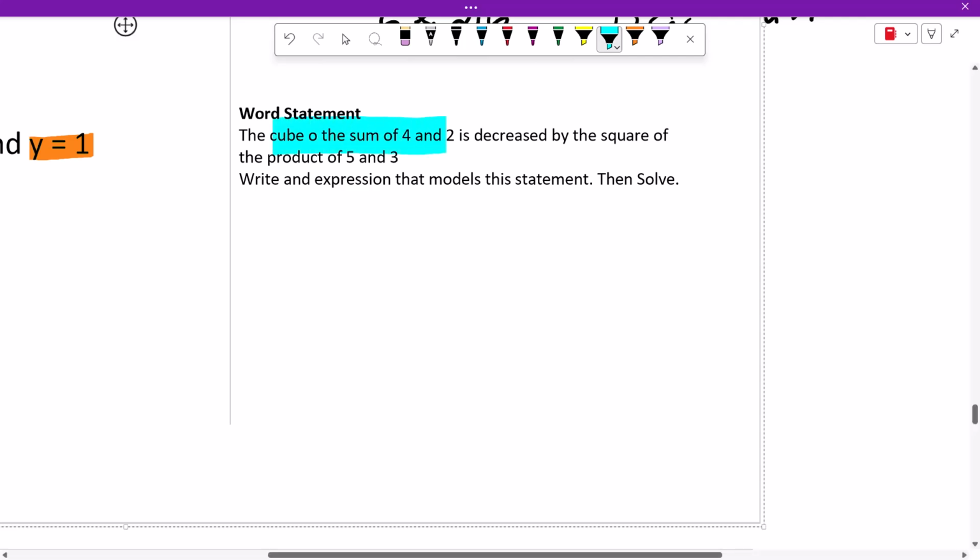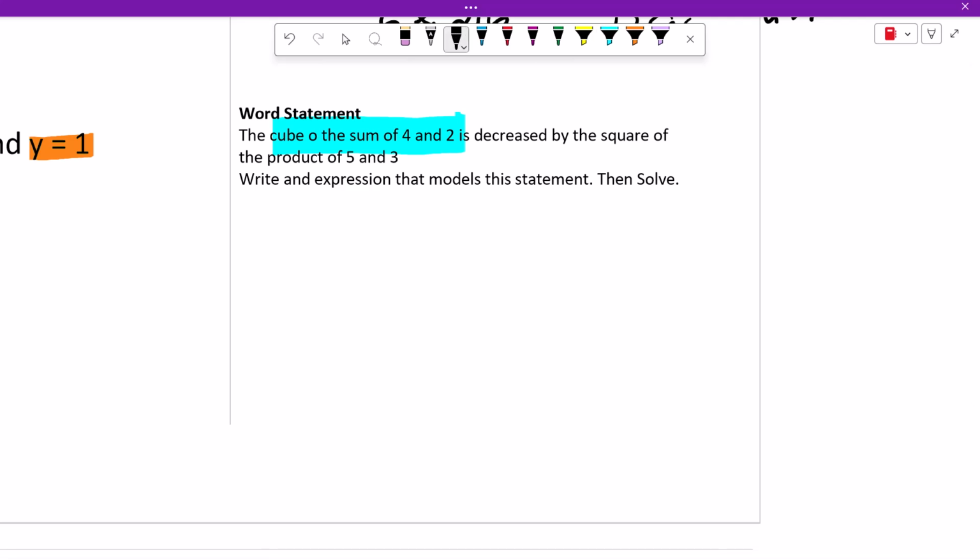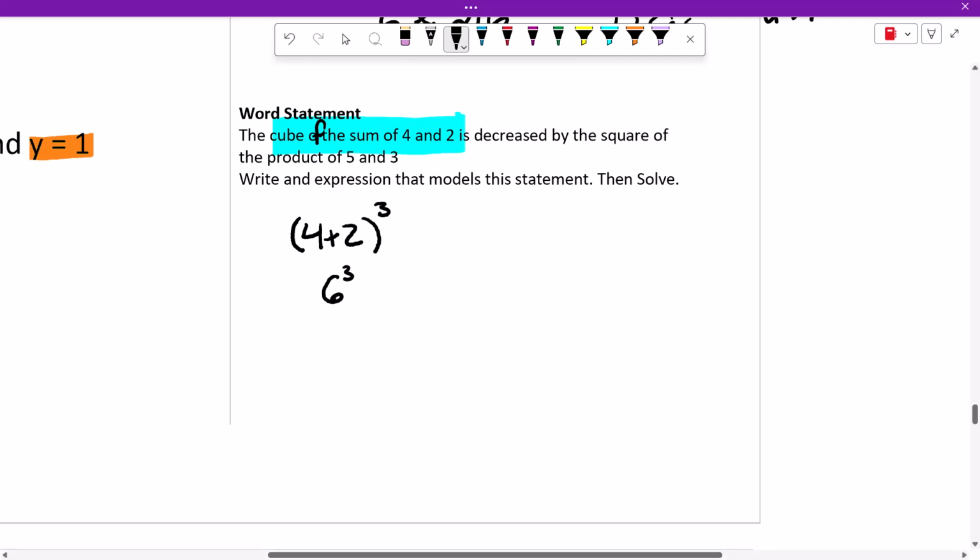The cube of the sum. A little typo here, there should be a little f here. Cube of the sum. So we want to find the sum. What math operation is sum? Addition. So we want to go 4 plus 2, and you want to cube it. So 4 plus 2 is 6, and you want to cube it, so there should be a little 3 there. That's what the blue statement is saying: add it, then cube it. You could put it in brackets.